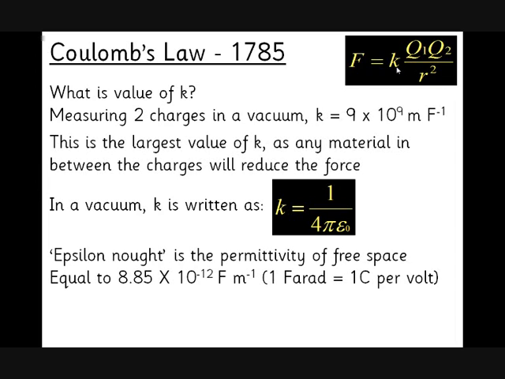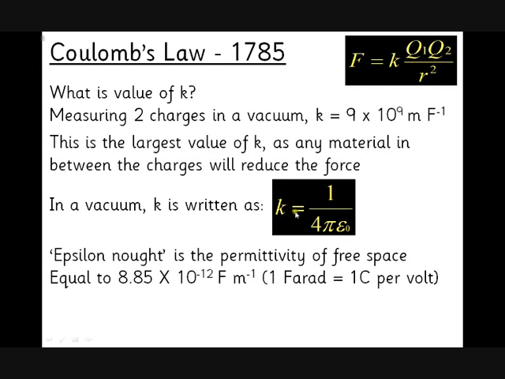The units for epsilon naught are farads per metre, because if you think about it, K is equal to 1 over epsilon naught. So whatever the units for K were, the units of epsilon naught are going to be the reverse of that. K was metres per farad, so epsilon naught is going to be farads per metre.